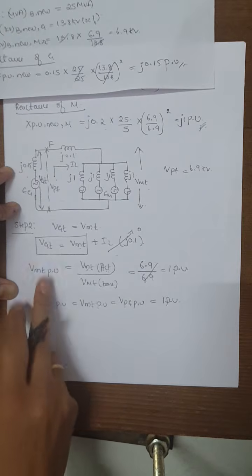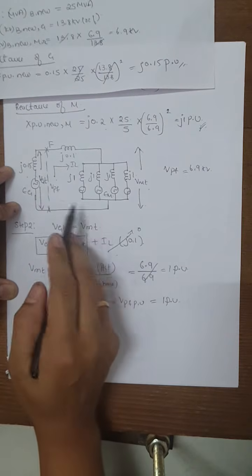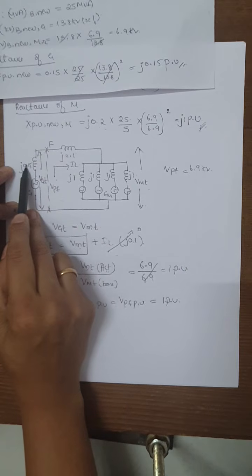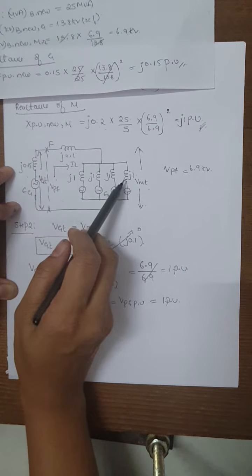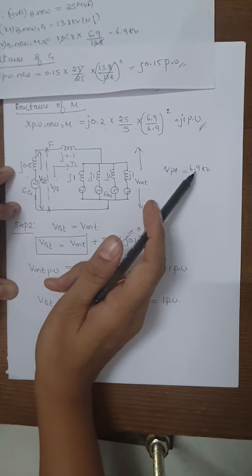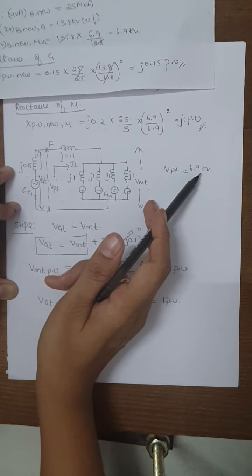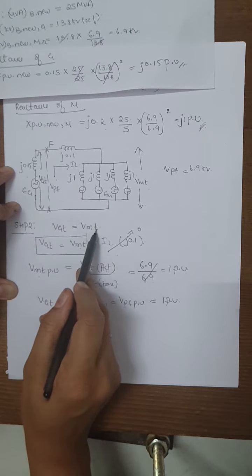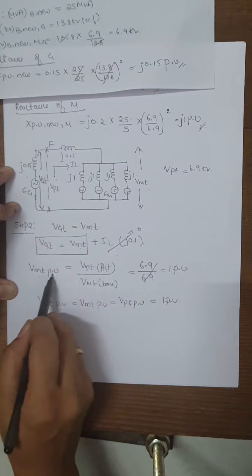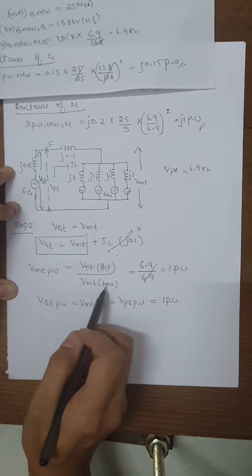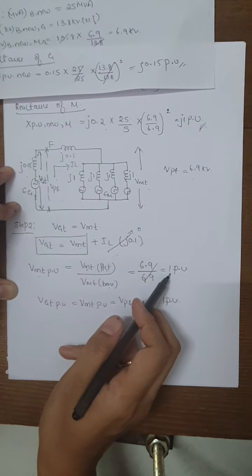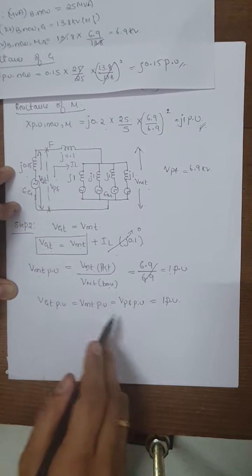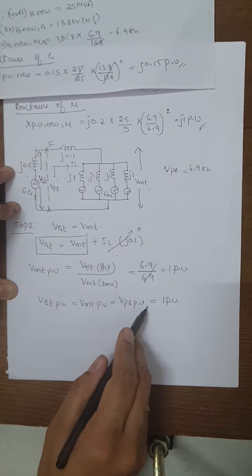The important thing you need to remember here is that even though the fault has occurred on the generator side, in the problem they have given the actual value of the motor, that is 6.9 kilovolt. So we need to consider the generator terminal equal to the motor terminal, and by considering VMT is equal to VM actual divided by base, we get the answer as 1. So this 1 will also be equal to the generator terminal, nothing but the pre-fault voltage.